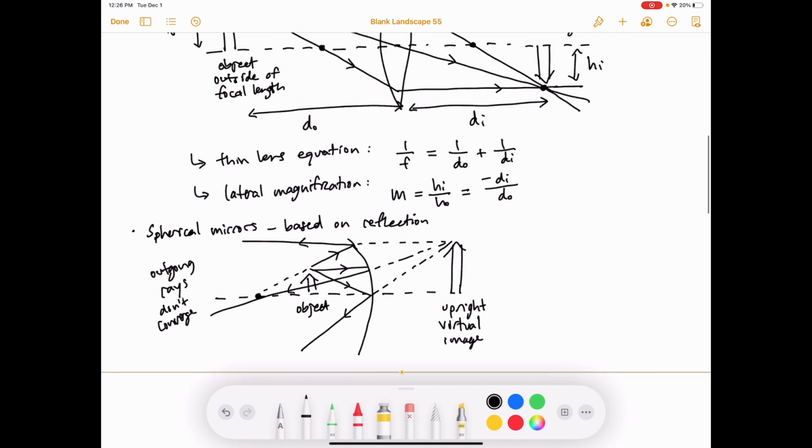Now, what are the equations that govern mirrors? Well, the nice thing is we're governed by the same set of equations as with lenses.